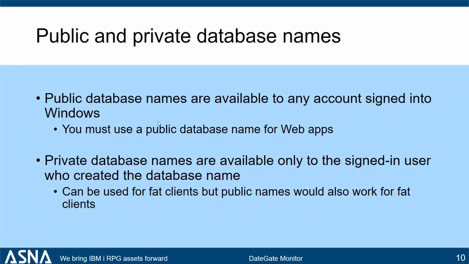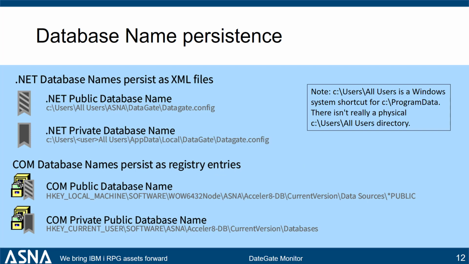Now, before we look at the database names, one last thing. Let's review for a second the concept of public and private database names. This is a concept that applies both to COM and .NET. The essential difference is that public database names are available to any user account signed into Windows. Public database names must be used for web apps and web services. Typically, private database names are reserved for FAT Windows clients. And you can use public names for FAT clients, but it's often private database names are used.